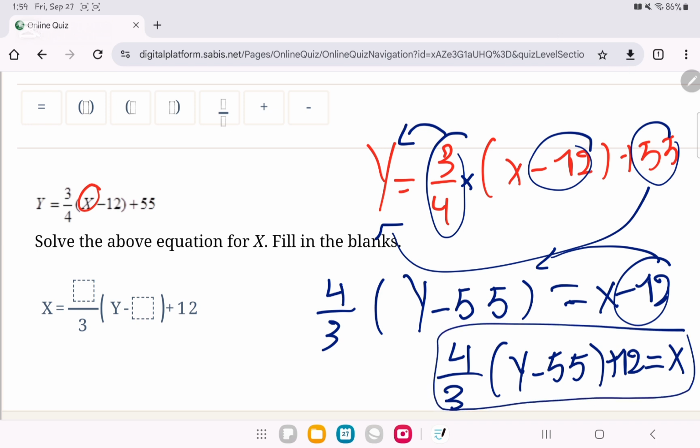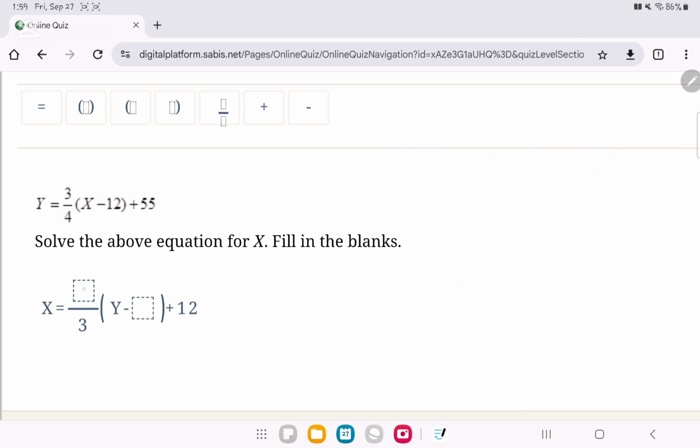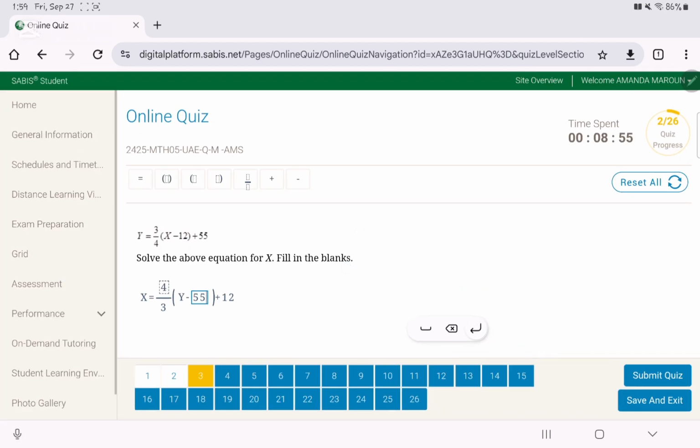Now the trick I wanted to explain was that simply you just flip the fraction, okay, and you switch these numbers. This is a very simple trick, but I don't know if it's always the case in the exam, so I prefer you always use this one because it will always give you the correct answer. So here it is 4 over 3 times y minus 55 plus 12.